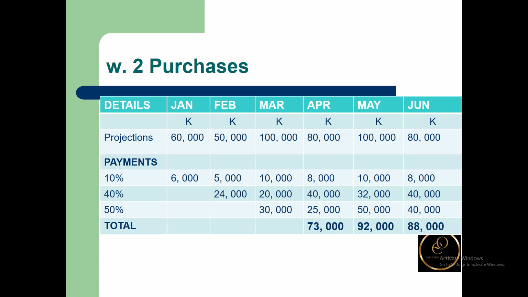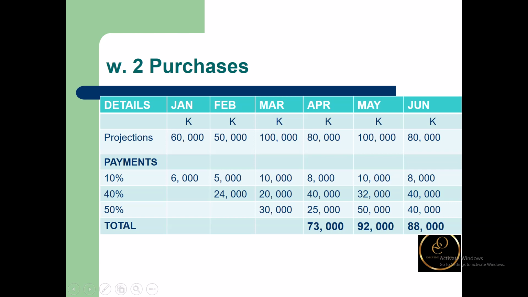Similarly, when it comes to April purchases, 80,000, 10% is 8,000 in April itself. Then 40%, which is 32,000, in the month following the month of purchase, which will be May. Then 50% in the month following May, which is June, we are going to reflect 40,000 there. A similar pattern will be observed for May and June.